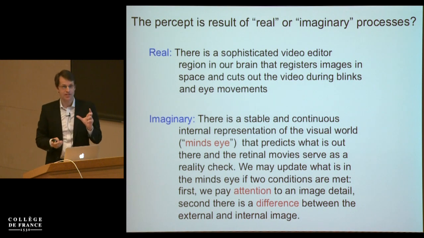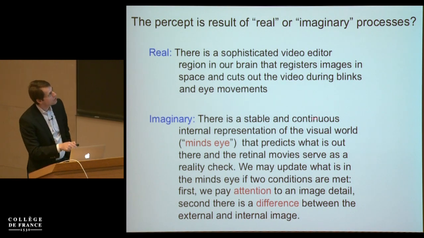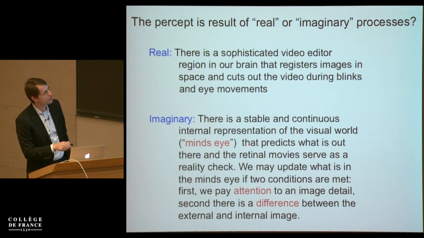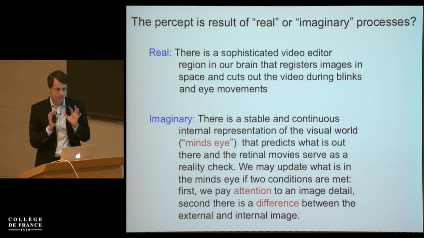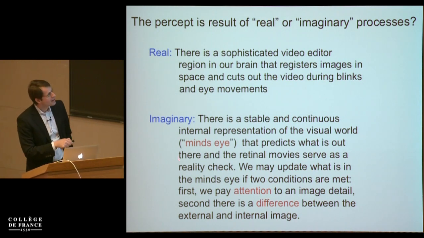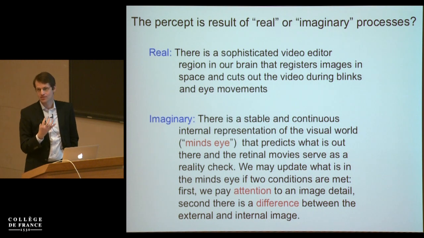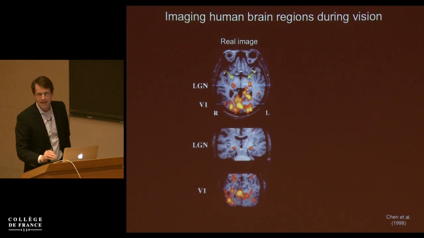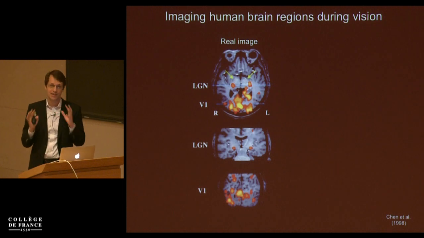But there is another explanation: that there is a stable, continuous internal representation of the visual world that predicts what's out there, and the retinal movies serve just as a reality check. And we may update what is in the mind's eye if two conditions are met. First, we pay attention to the image detail, and second, there is a difference between the external and internal image. Like I told you, there is an internal representation, what we call a mind's eye, and I'd like to show you the properties of your mind's eye.